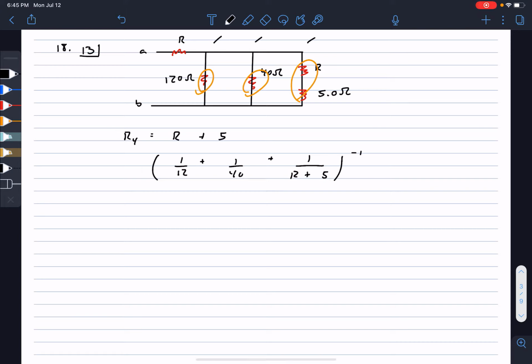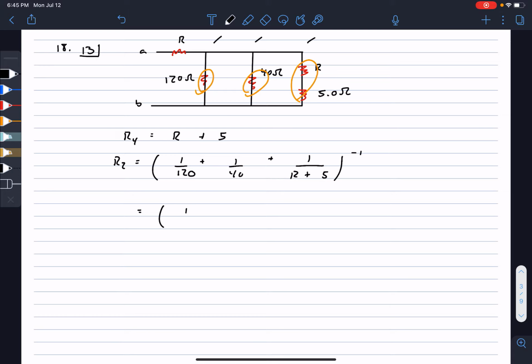Oh, we'll call this one R2, by the way. This should have been R3, but that's fine. It doesn't matter. So R2 is equal to all of this. Is that supposed to be 120? Oh, it is 120. I'm sorry. This is 120, not 12. I wrote that down wrong.